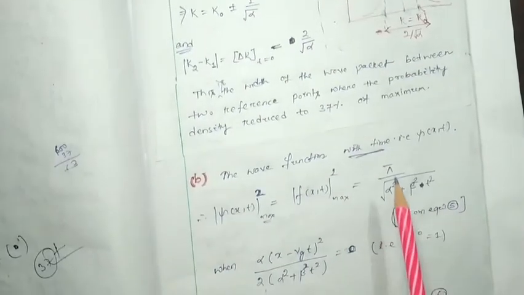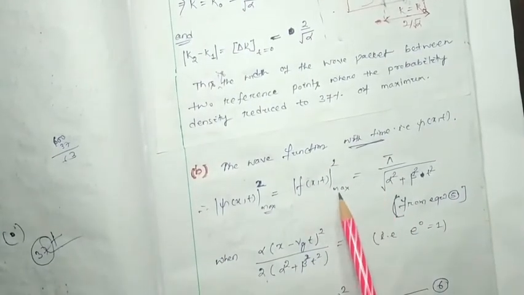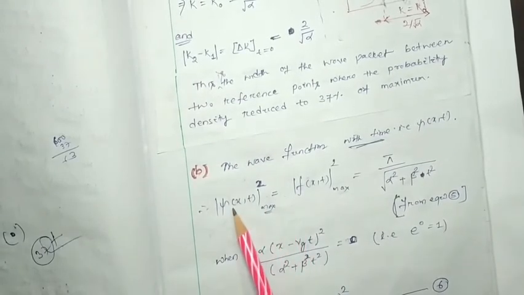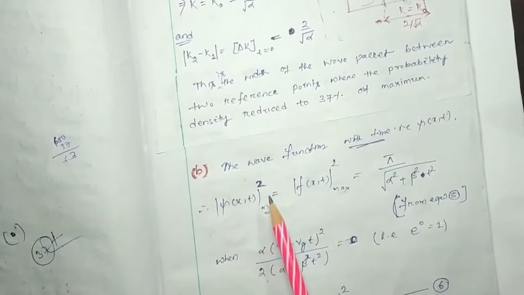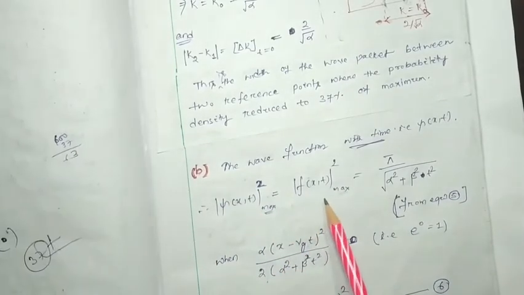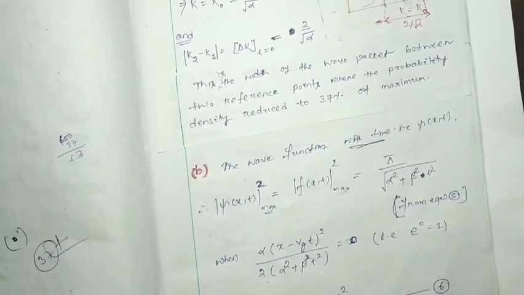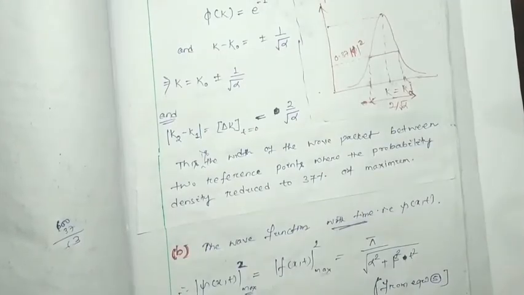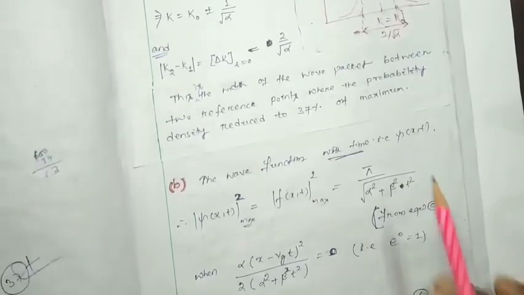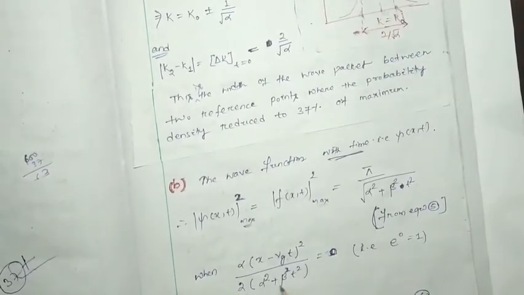So here the maxima, or you can say maximum probability density at a time t equal to 0, the maximum probability density will be equal to this much when this will be equal to 0.